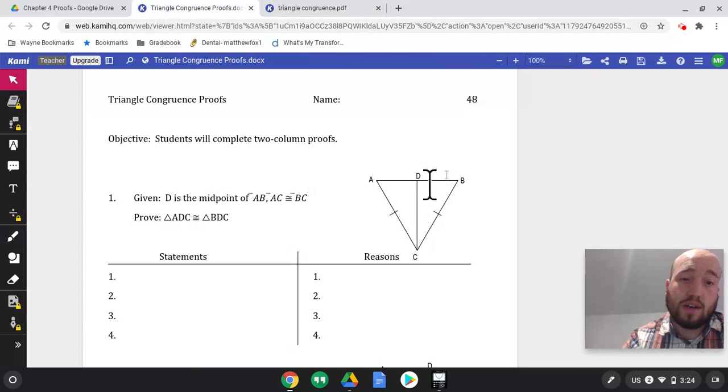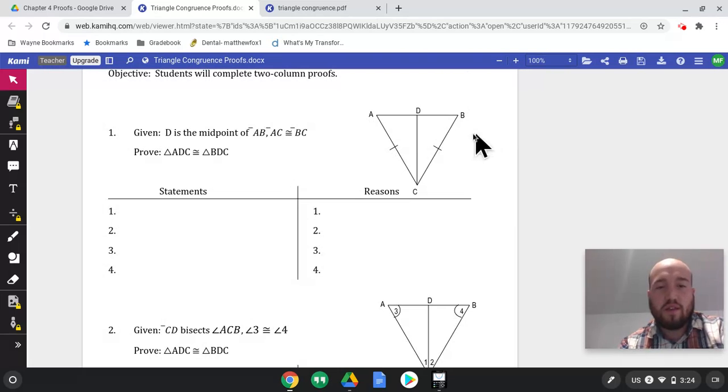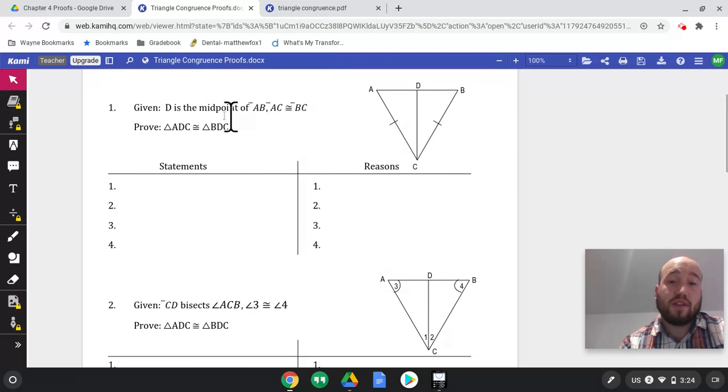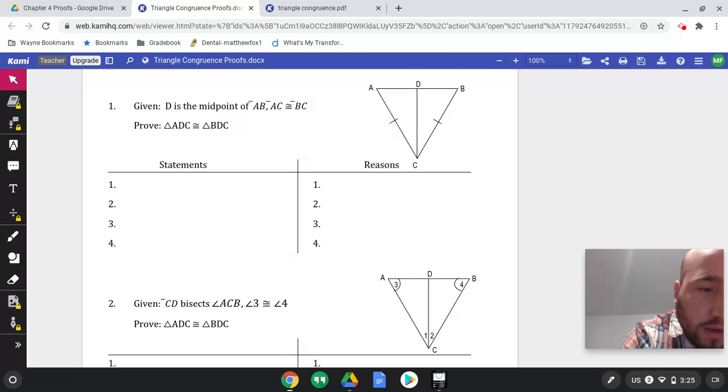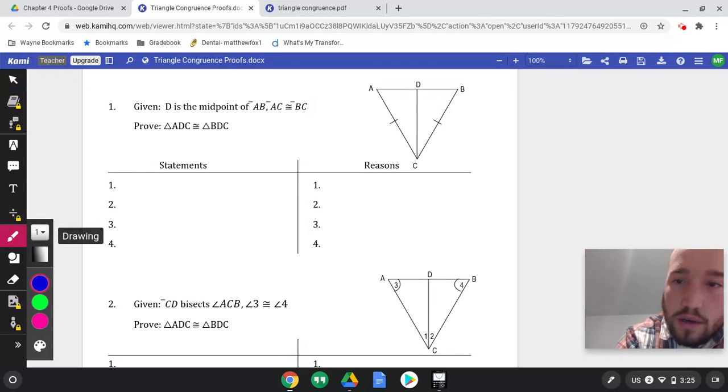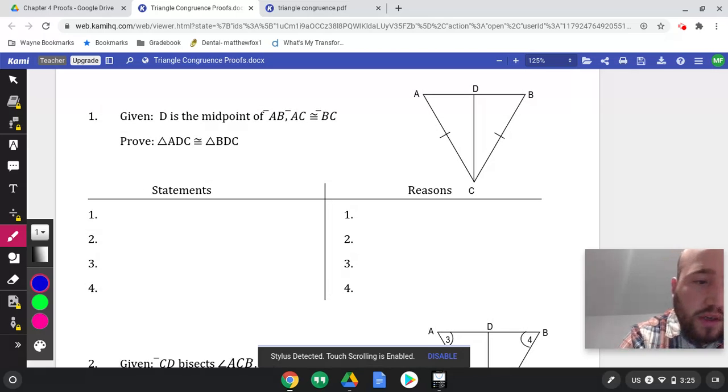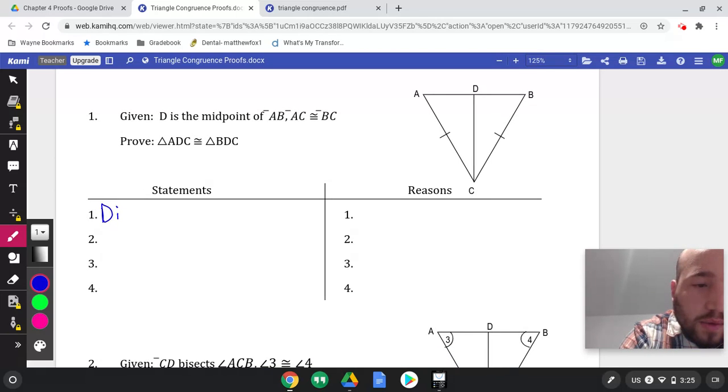All right, so now that's kind of some review. We're going to take these same concepts of SSS, SAS, ASA, and SSS, and we're going to apply those to some proofs. So remember, hopefully you remember at least, the first thing we always are going to do is put our given. So in our case here, it says D is the midpoint. Let me make this a little bigger. Okay. So it tells us that D is the midpoint.